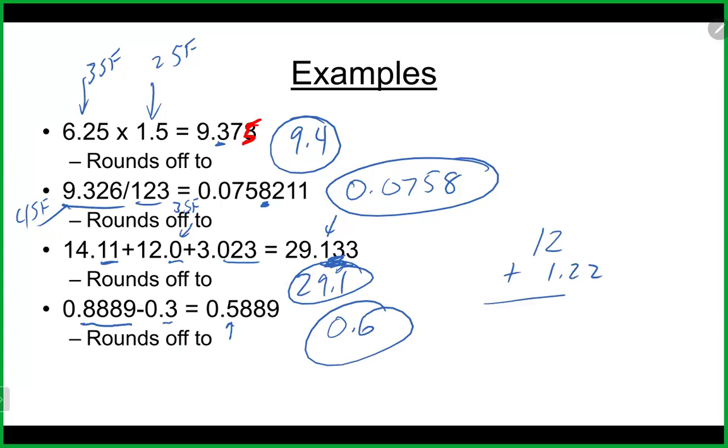Now, what happens if I'm adding something like this, like 12 plus 1.22, and I get 13.22? This should be to what? Smallest number of decimal places is none, right? There's no decimal places on the first number. So that means you should go to a whole number in this case, yeah?